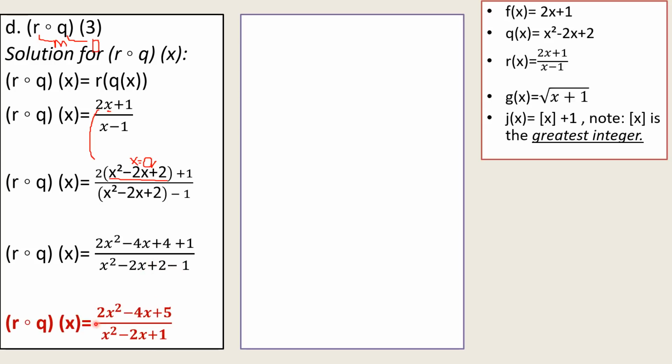So, pwede pa ba natin i-simplify ito? Kung factorable pa yung dalawa, yung numerator and denominator, kung factorable pa yan, you can factor it out. Pero it's okay din na magiging ganito yung answer ninyo. Okay? So, the composition of R and Q of X, it would be equal to this. The ratio of 2x squared minus 4x plus 5 and x squared minus 2x plus 1. So, this would be the final answer for the composition of R and Q without the value of x.